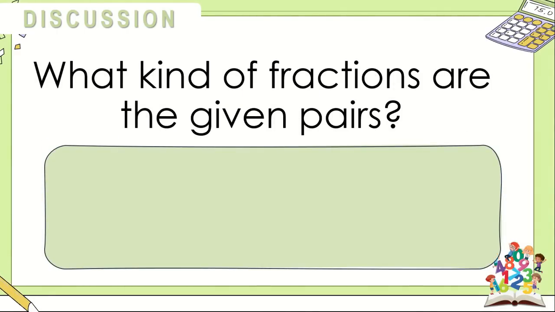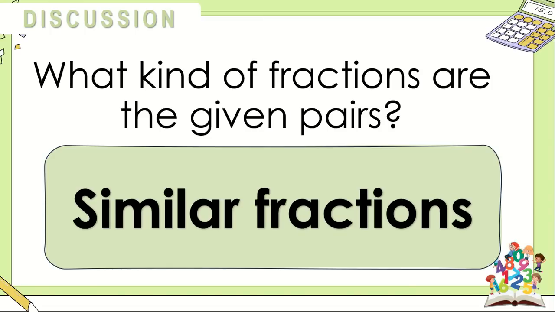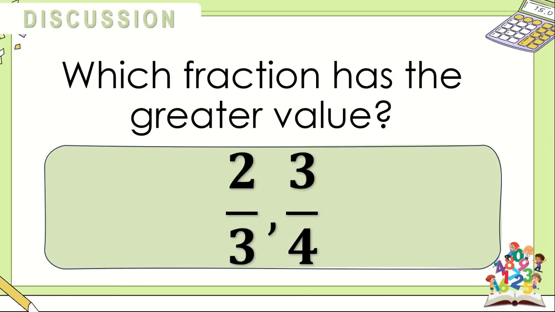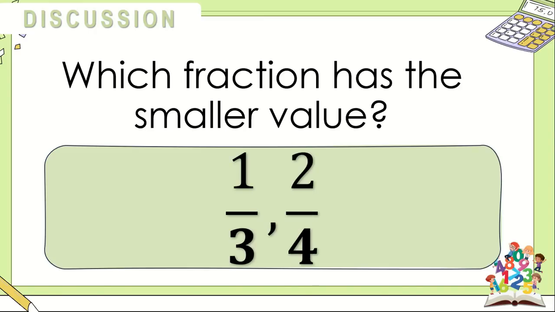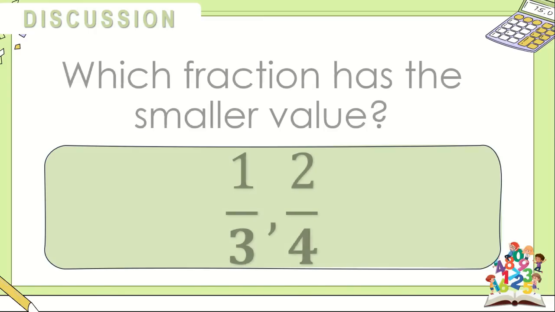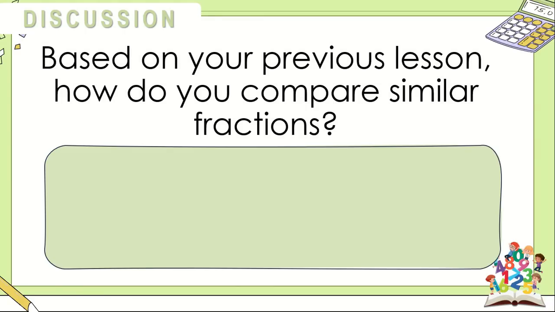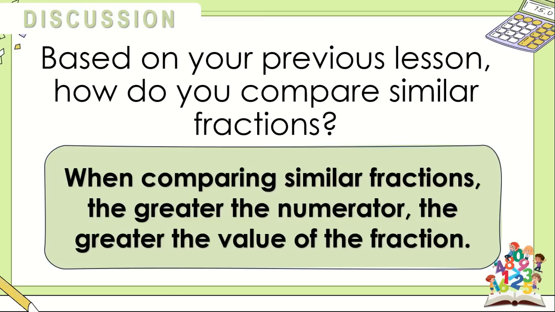What kind of fractions are the given pairs? Similar fractions. Which fraction has the greater value? You're right, 2/3 and 3/4. Which fractions has the smaller value? Very good, 1/3 and 2/4. Based on your previous lesson, how do you compare similar fractions? When comparing similar fractions, the greater the numerator, the greater the value of the fraction.